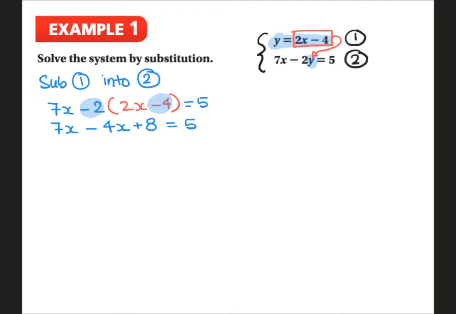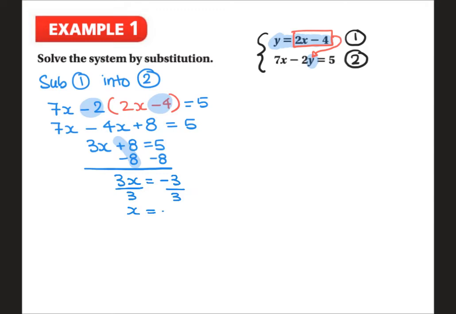From here, we're going to collect like terms. 7x take away 4x is 3x, plus 8 is equal to 5. Solving for x, I'm going to take away 8 from both sides. So that's going to cancel here, and I get 3x is equal to 5 take away 8, which is negative 3. So I'm going to divide both sides by 3, and I get x is equal to negative 1. So I found out what my value of x is.